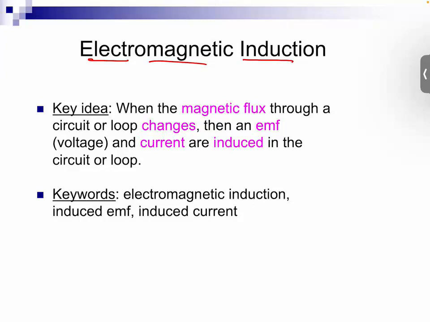But there are conditions under which a magnetic field can create a current, right? The key idea is that the magnetic flux through a circuit or a loop should change, and the change in the magnetic flux will create an induced voltage or induced EMF, which then creates a current in the loop.